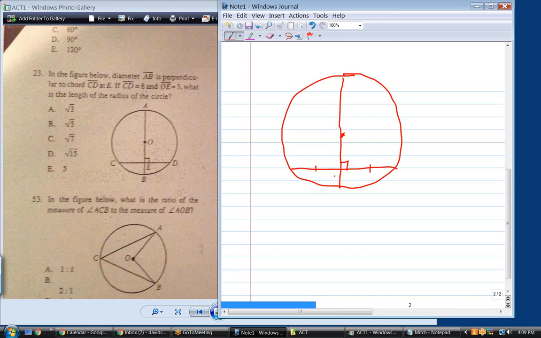But the key to doing all of these problems is to know that that radius line is the same as that radius line. Okay, so let's figure out what's going on here. CD is 8. That means that side is 4 and that side is 4. OE is 3. What is the length of the radius of the circle?